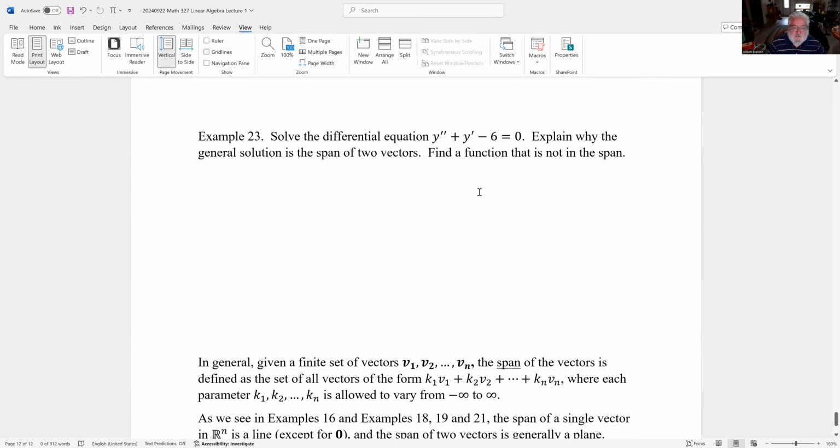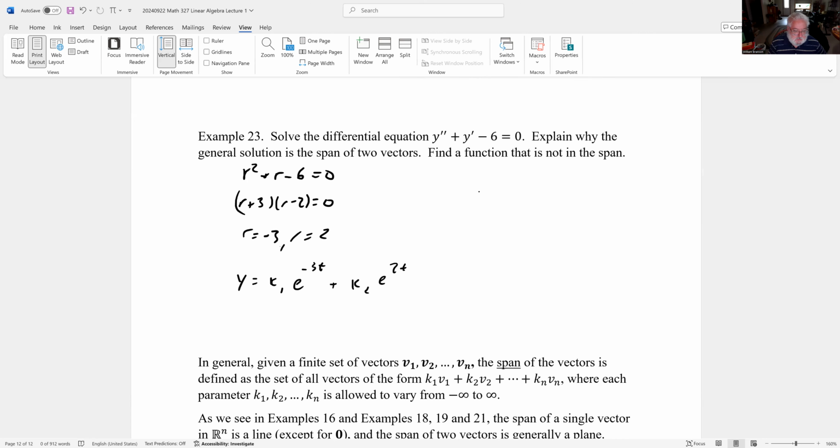And of course, span of two vectors, this one. So our characteristic equation is that this is r plus 3 times r minus 2 equals 0. So r equals minus 3, r equals 2 are our solutions. And so the solution to this is k1 e to the minus 3t plus k2 e to the 2t. We think of those two functions as vectors. And so this spans a plane now in function space. It picks out all the solutions to this differential equation because various initial conditions will give you different values of k1 and k2.